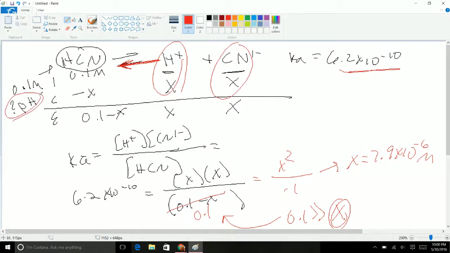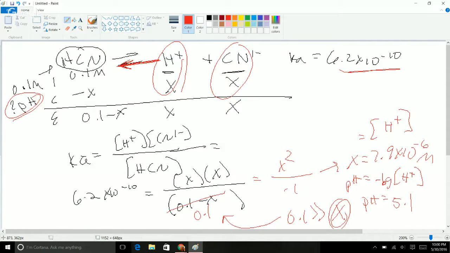Now the whole problem that I'm trying to do is solve for pH. So my X is equal to my H+ concentration, and if I have the H+ concentration, I can solve for pH, because pH is the negative log of the H+. So my pH in this case would be 5.1.